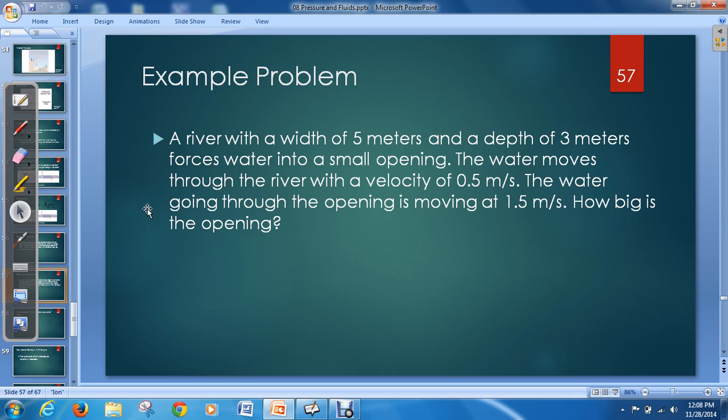The water going through the opening is moving at 1.5 meters per second. How big is the opening? Okay, so in this situation, it's kind of reversed. You're going to be solving for A2 instead of V2. Okay, but I'll give you a quick hint really quick.